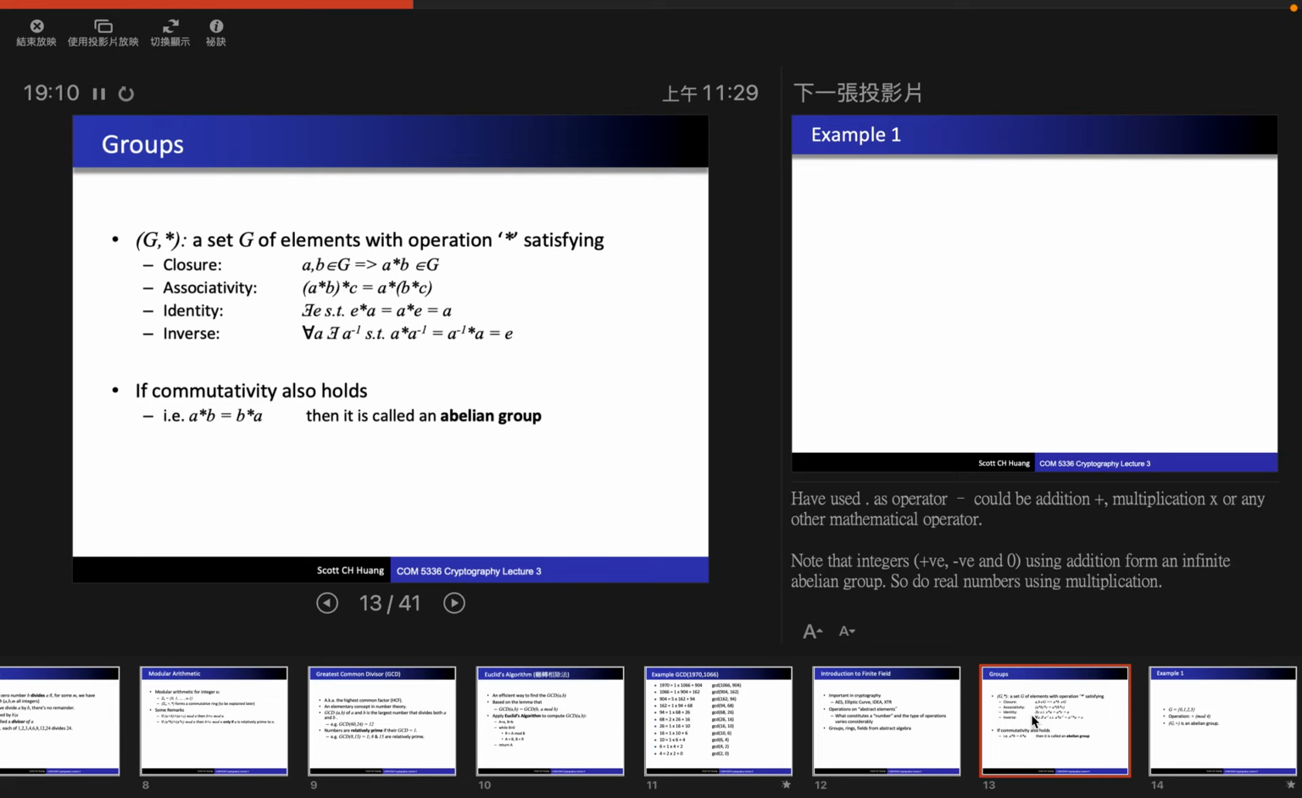Number 1, closure. They have names: closure, associativity, identity, inverse, and commutativity. They're listed in the order of importance. Number 1, closure, is the most important.